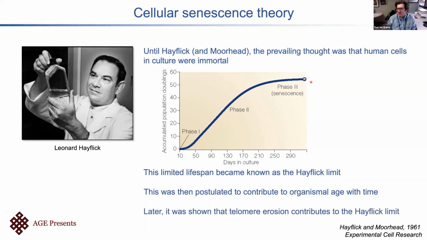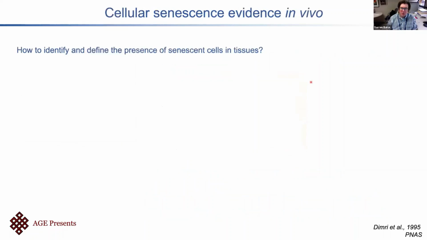In later studies, it was found that the important regulator of this senescence effect, at least in vitro in human fibroblasts, was the erosion of telomeres. When telomeres got critically short, cells were unable to divide any longer. This is the molecular understanding for why the Hayflick limit is ultimately reached. The idea that senescence played a role in vivo was still very unclear, as we didn't have great tools for identifying the presence of senescent cells.